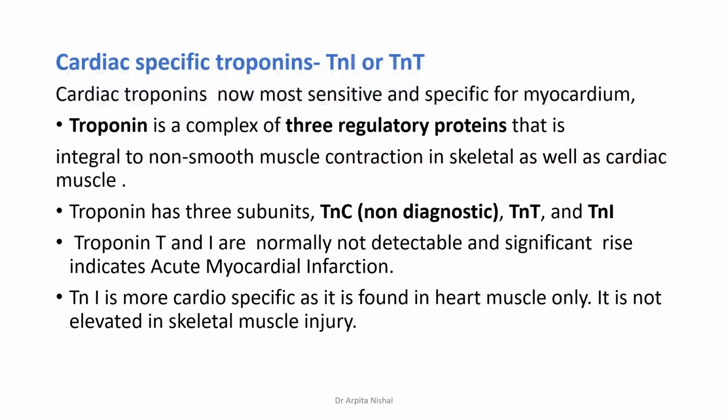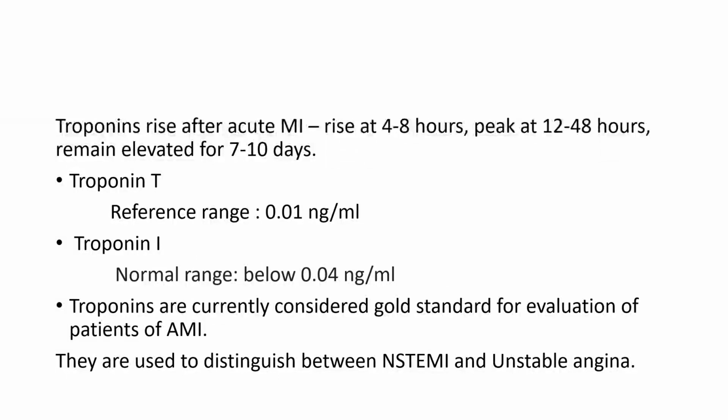It is not elevated in skeletal muscle injury. Troponin T and troponin I are normally not detected in blood or are present in very low amounts, and so a significant rise in troponin levels indicates myocardial infarction. What is the rise and fall pattern? They rise after acute MI at 4 to 6 hours, sometimes from 2 to 4 hours, peak at 12 to 48 hours, and remain elevated for 7 to 10 days. So troponin T and troponin I are currently the gold standard for evaluation of patients with MI.